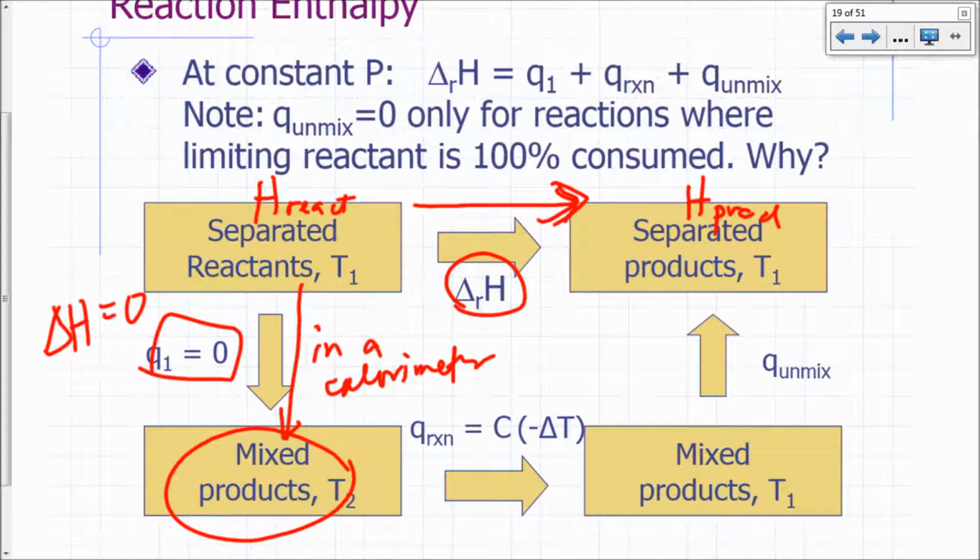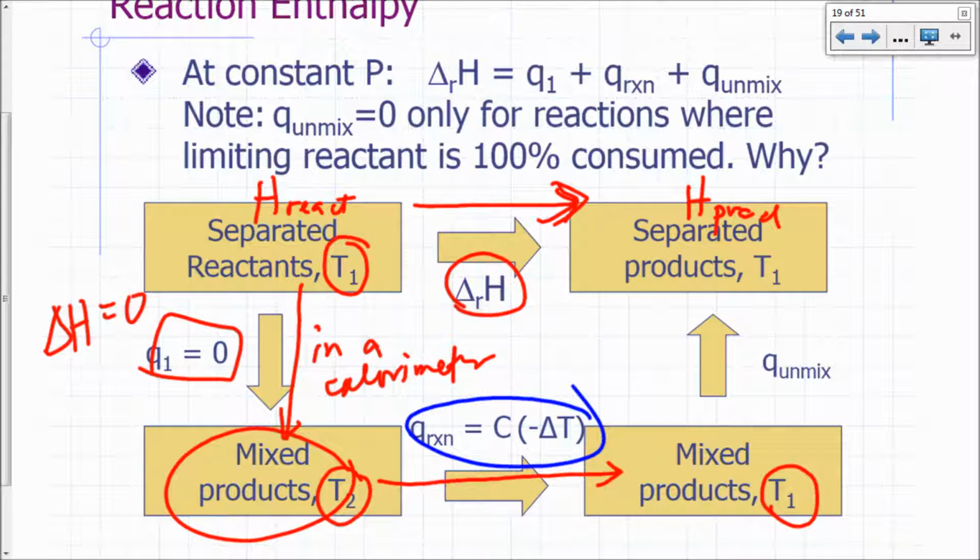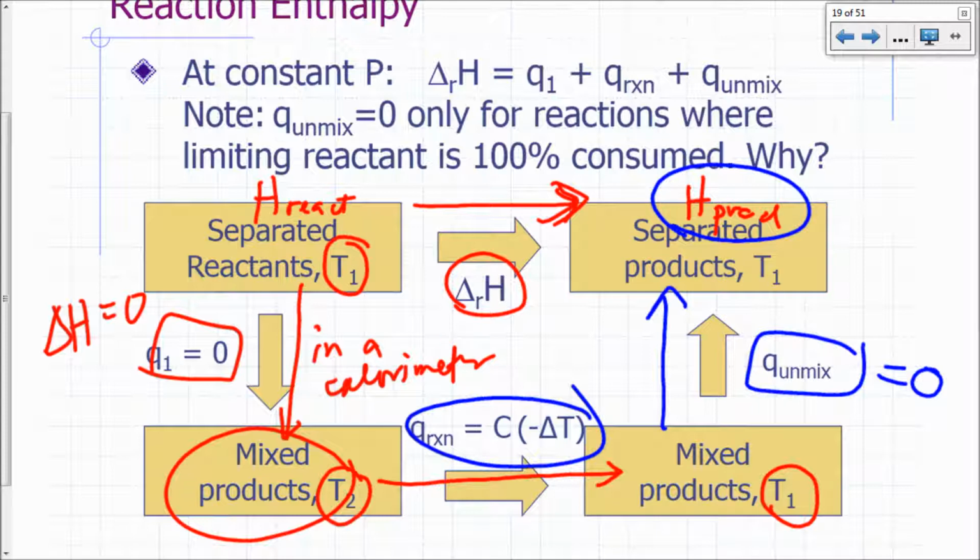Now you imagine that you let your products go back to the original temperature of the reactants. So temperature has changed from T1 to T2 as a result of the reaction. Now imagine taking the mixed products from the final temperature to the original temperature of the reactants. And we said in an earlier lesson that that is your heat of reaction. Now imagine one final step where you unmix those products to get separated products. The Q for that last step is going to be 0, only for reactions where the limiting reactant is 100% consumed. In other words, for reactions that pretty much go all the way to completion.